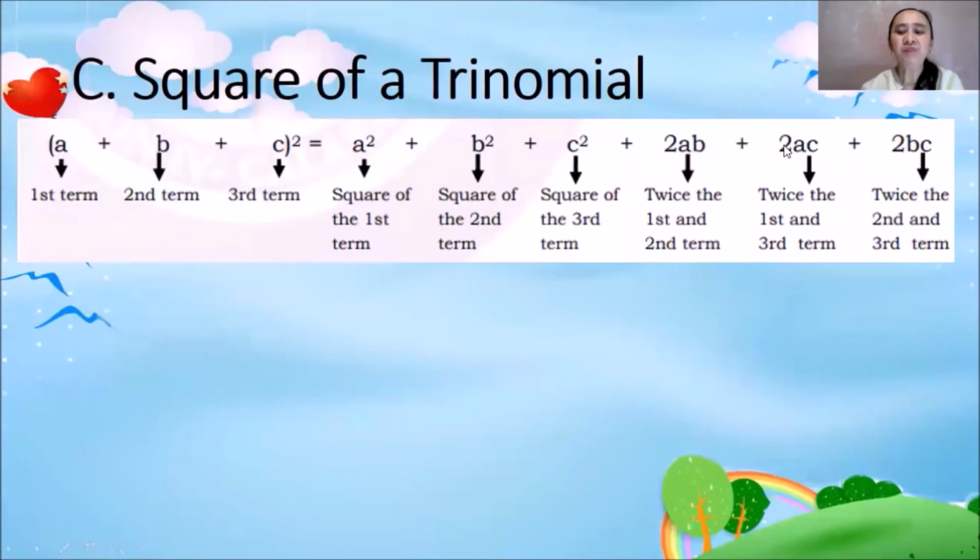The fifth term is twice the product of the first term and the third term. So 2 times A times C is 2AC. And the sixth term to get the product is twice the product of the second term and the third term. So 2 times B times C is 2BC. So that is how we solve the square of a trinomial.